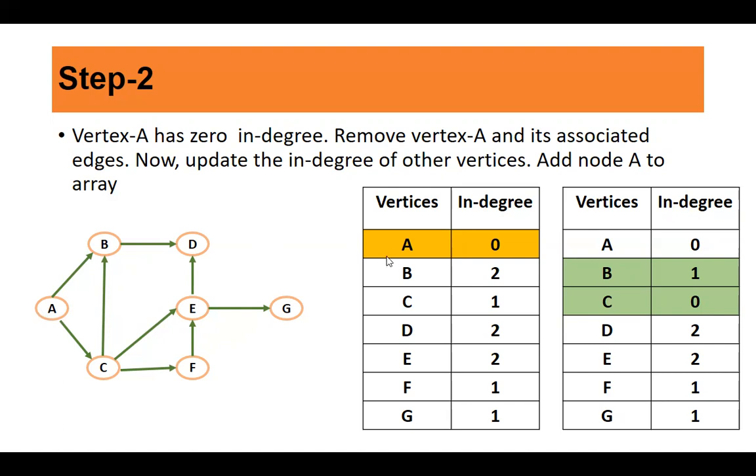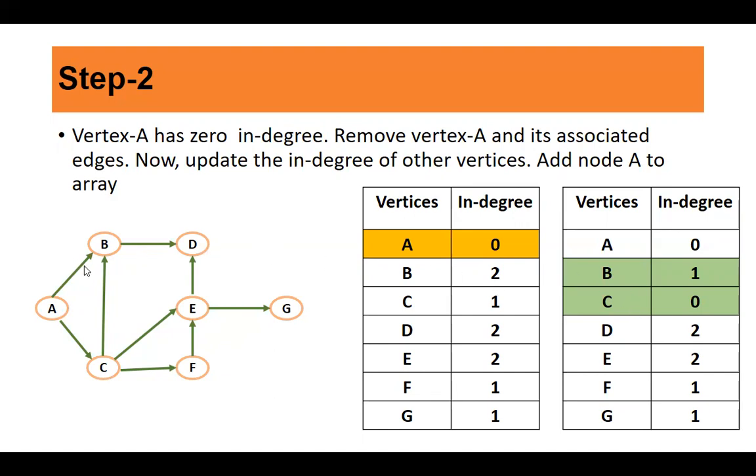So first you select the vertex A whose in degree is 0. So what we do is we remove it from the graph. We put it in the array, right? And also we remove the associated edges of A. That is one going to B and another going to C. Right? So that associated vertices with A is B and C.